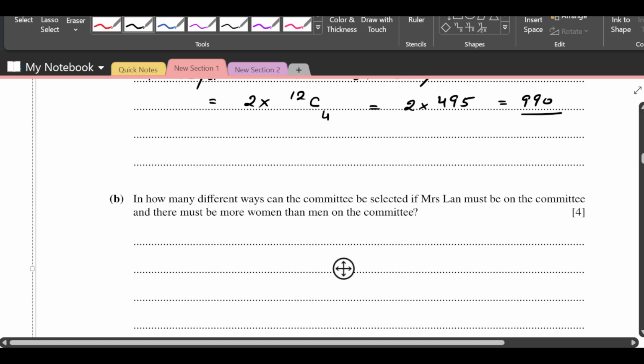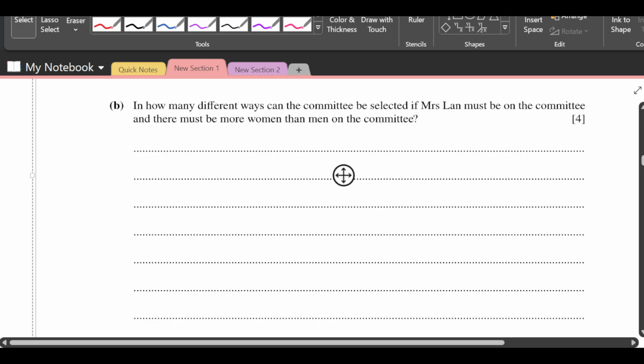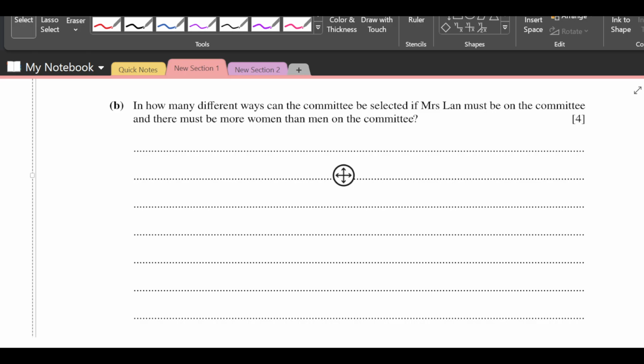Now the second part of the question is: in how many different ways can the committee be selected if Mrs. Lan must be on the committee and there must be more women than men on the committee? So Mrs. Lan is there compulsorily.